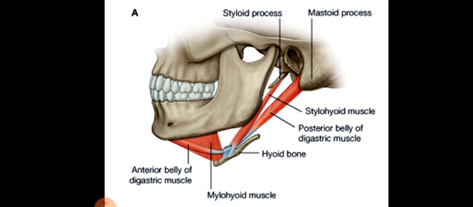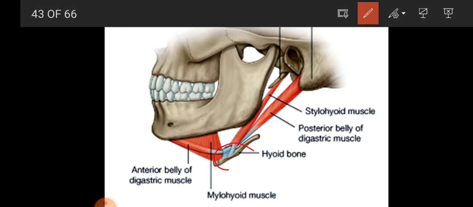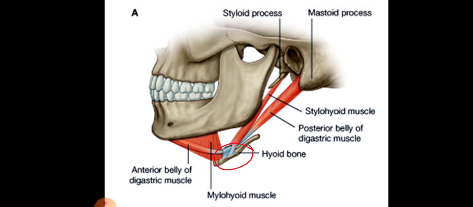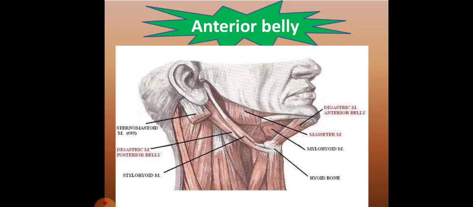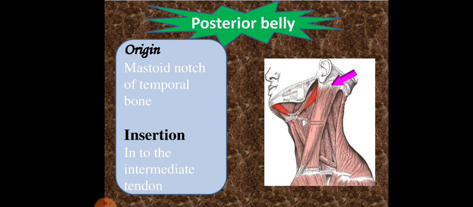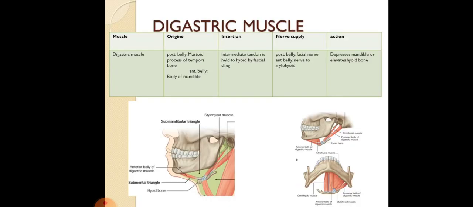So here we can see the tendinous insertion on the hyoid bone of the digastric muscle. So this is the insertion. Then the anterior belly, here we can see the anterior belly of the digastric, and the posterior belly arises from the mastoid notch, which is on the temporal bone and is inserted again on the intermediate tendon, which is lying on the body and the greater cornu of the hyoid bone.